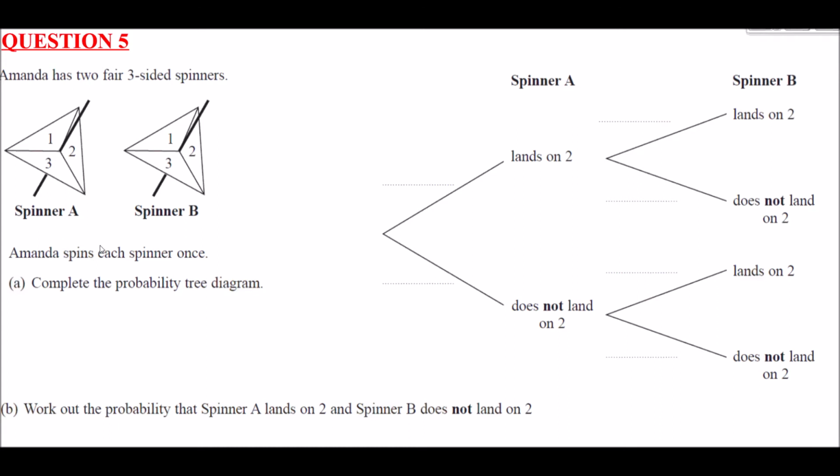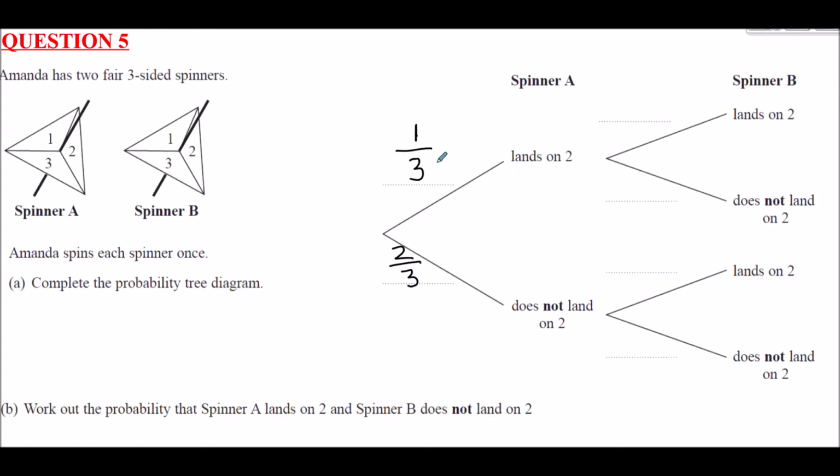She spins each spinner once, complete the probability tree diagram. So what's the chance of it landing on a 2? Well, there's only one side that's labelled a 2 out of a total of 3 sides. Hence, like I've already said, 1/3. So the chance it does not land on a 2 is the chance it lands on a 1, which is 1/3, or the chance it lands on a 3, which is 1/3. 1/3 plus 1/3 is 2/3, so the chance here needs to be 2/3.